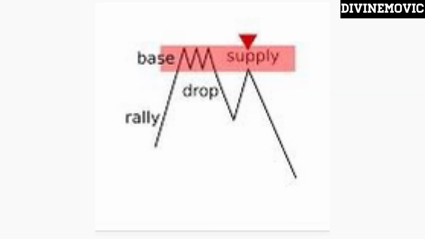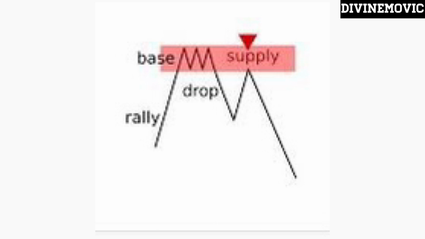The rally-base-drop is simply a type of supply and demand that occurs when price creates a price pattern that shows the formation of a supply zone. Now, this forms when price distributes to the upside, goes into a resting phase, and then expands to the downside. The expansion to the downside often leaves a zone which can be refined into an order block.